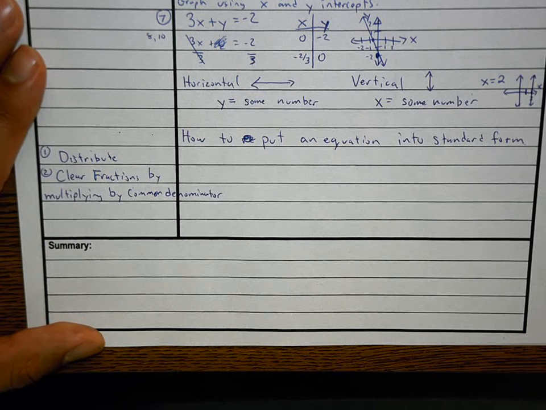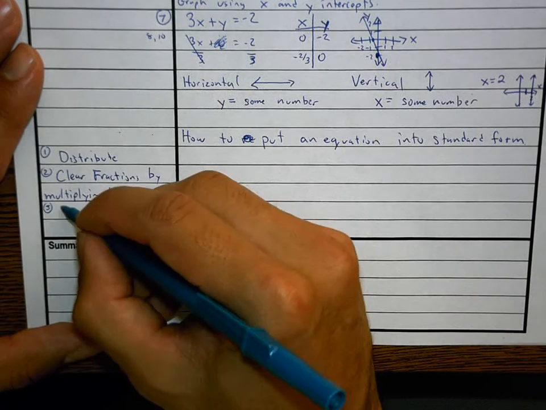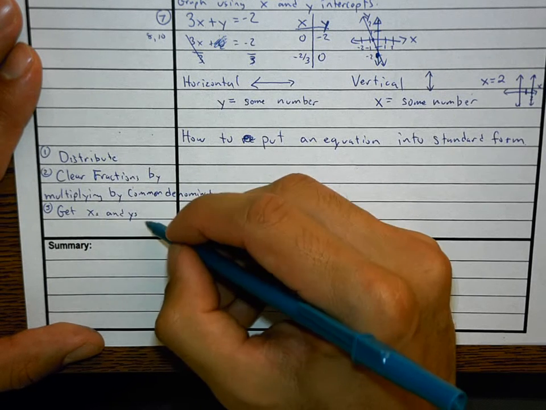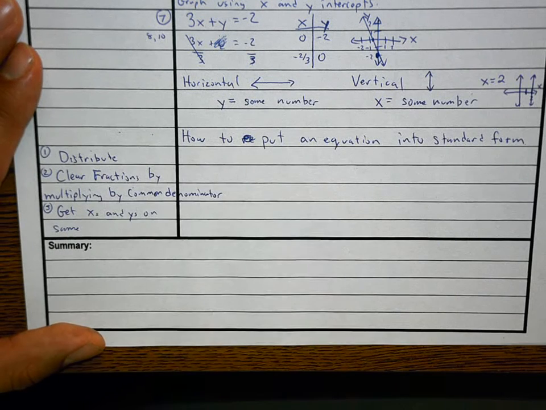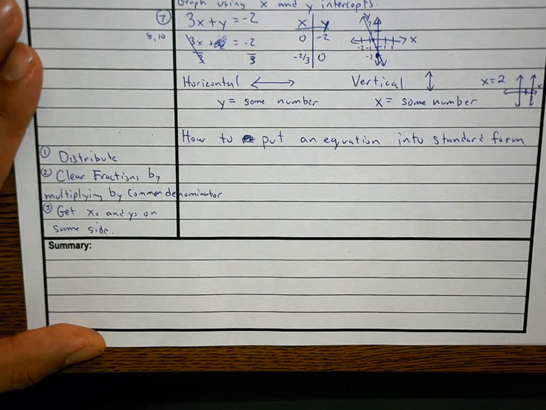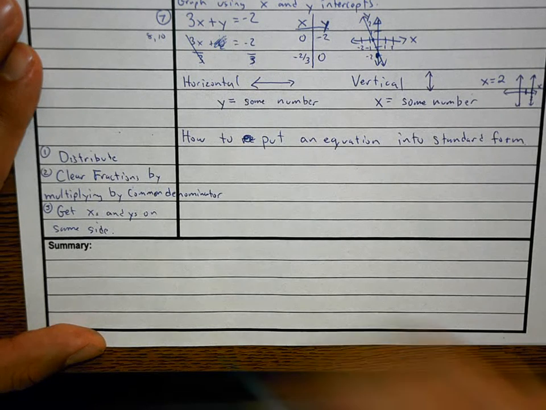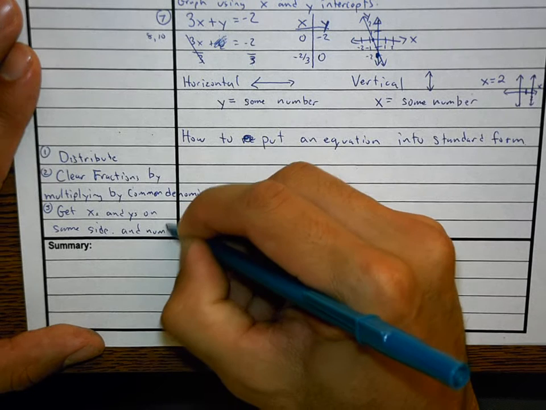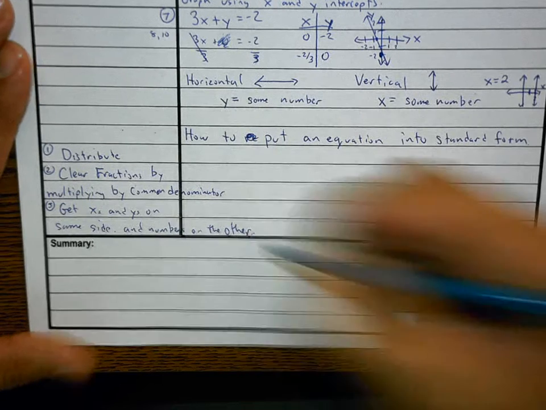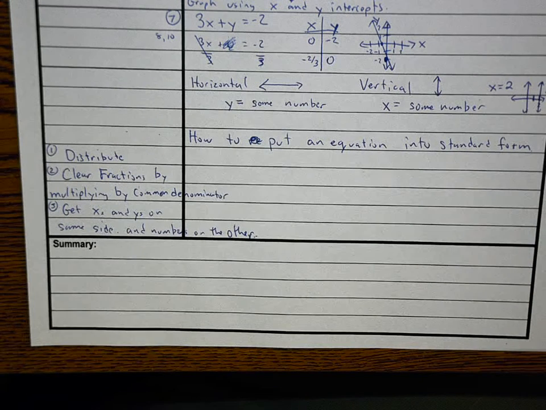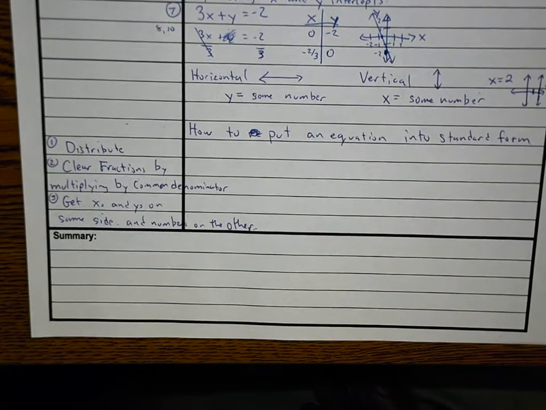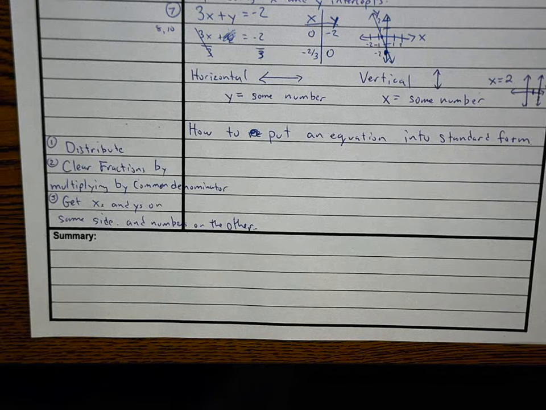And lastly, get x's and y's on the same side, and numbers on the other. Distribute, clear fractions by multiplying by the common denominator. And then lastly, get x's and y's on the same side and the numbers on the other.